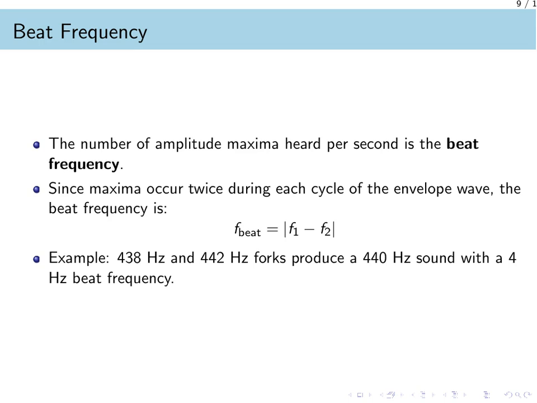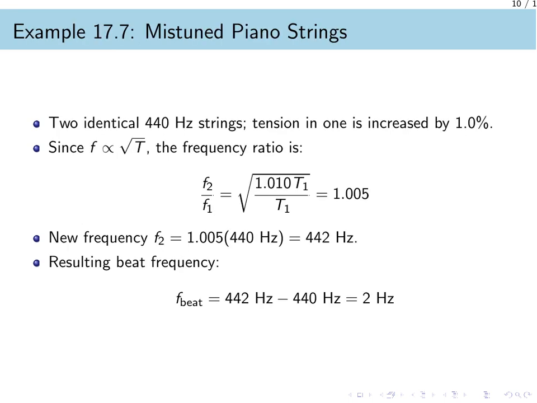Because a maximum occurs twice during each cycle of the envelope wave, the beat frequency is simply the absolute value of the difference between the two original frequencies. For example, if you have two tuning forks, one at 438 Hz and another at 442 Hz, they will produce a combined tone with an average frequency of 440 Hz. However, you will also hear a distinct 4 Hz beat, meaning the sound gets louder and softer 4 times every second. Let us apply this to misattuned piano strings.